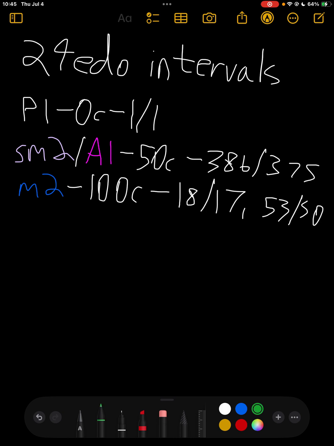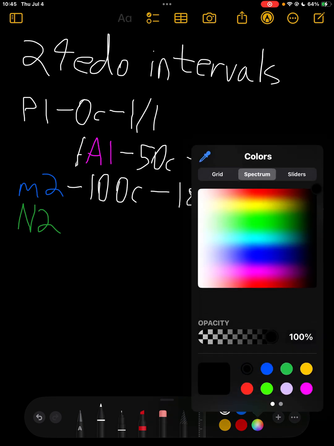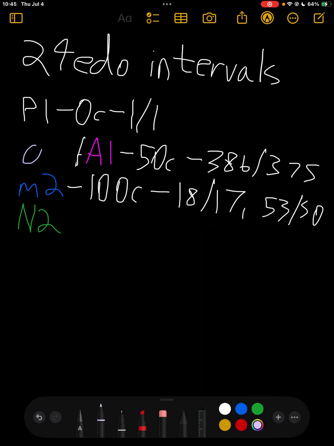Now for the neutral second. Oh yeah, I just thought of a new name for sub minor second that you could use. You could also call it diminished second, which I think is preferable to sub minor. It's just my preference. Dim second.